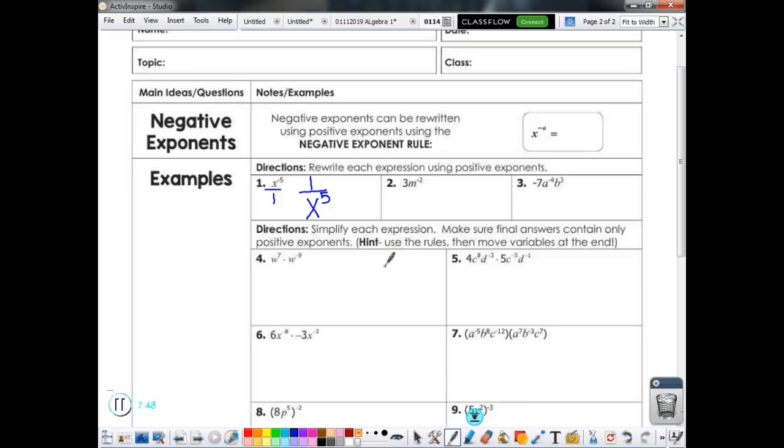So my rule is when x is raised to the negative a, it's 1 divided by x to the positive a. So what do you think number 2 is going to be?